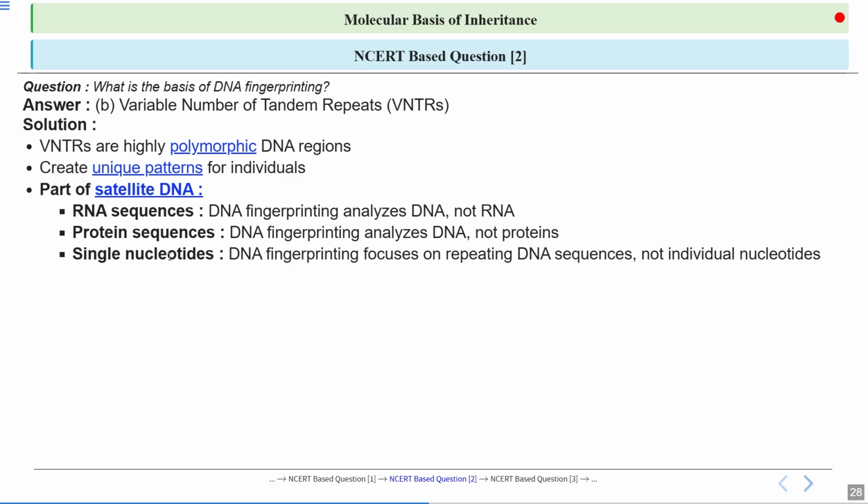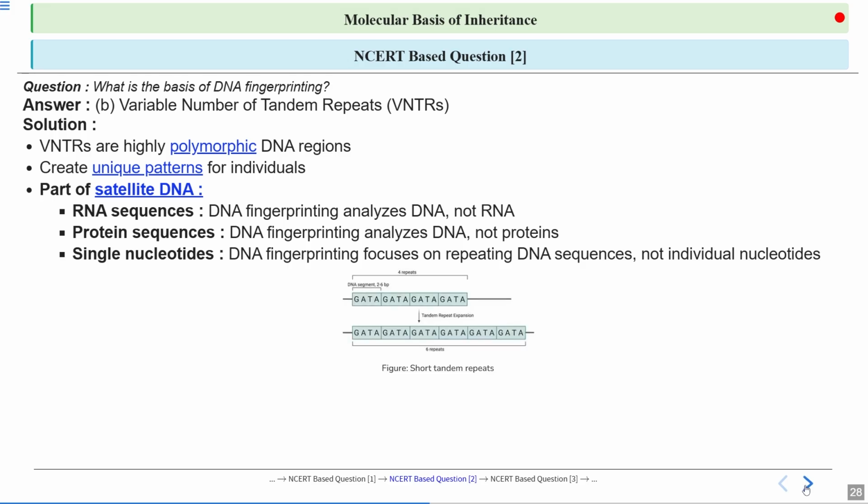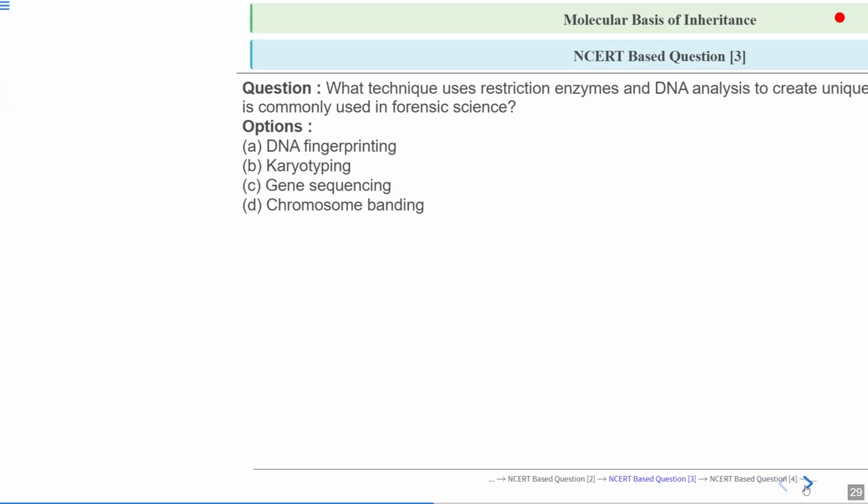These are the other options, and here is why they are not the correct answer. Why is RNA sequence not the correct answer? Because DNA fingerprinting analyzes DNA, not RNA. And we know that DNA fingerprinting only analyzes DNA, not protein. And if we talk about single nucleotide, DNA fingerprinting focuses on repeating DNA sequences, not a single nucleotide. So that's why the other three were not the answer, whereas VNTR, which is a part of satellite DNA, is the answer. These are the short tandem repeats which we discussed earlier.